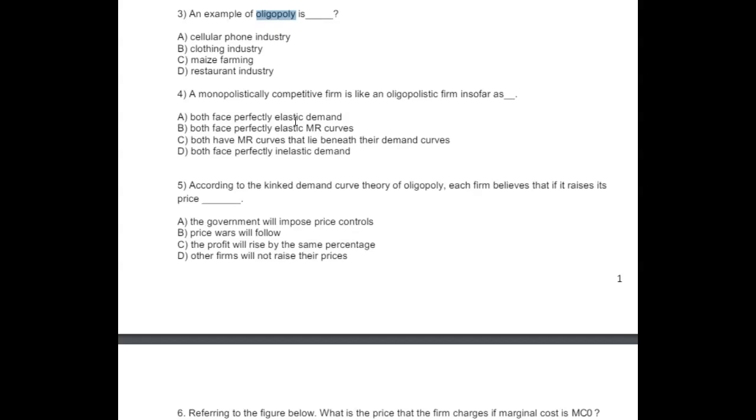The next one. A monopolistic competitive firm is like an oligopolistic firm insofar as, sorry, I can't pronounce it, but basically it's this C. Anytime they ask this for a monopolistic and an oligopolistic, you know what I mean? They both have marginal revenue curves beneath the demand curves, right? If you think about it, demand curves are the market price, and the marginal revenue is what they actually got for the product. So it won't be over the demand curve, what the market price is, it'll be below, right?